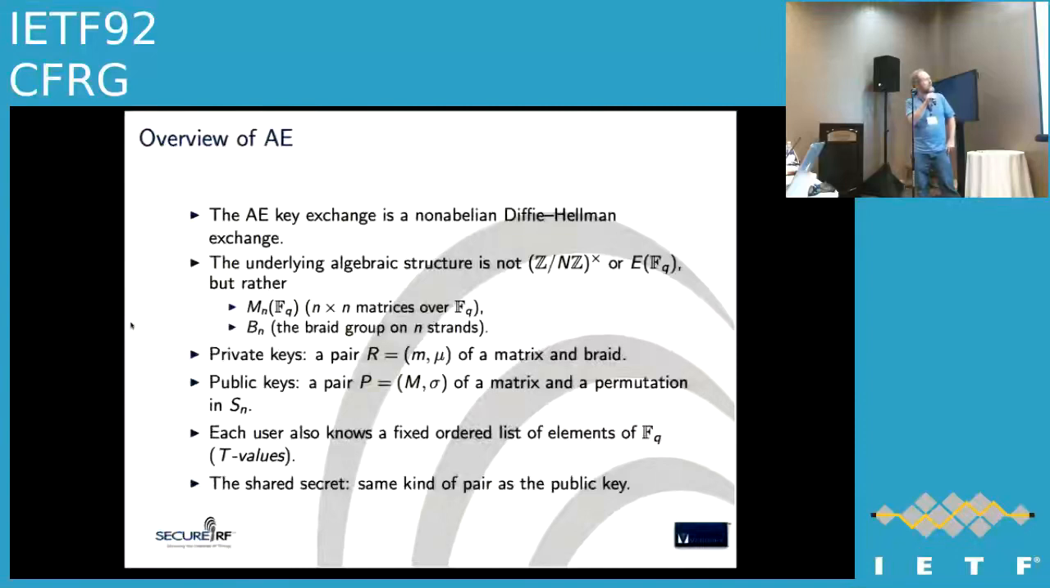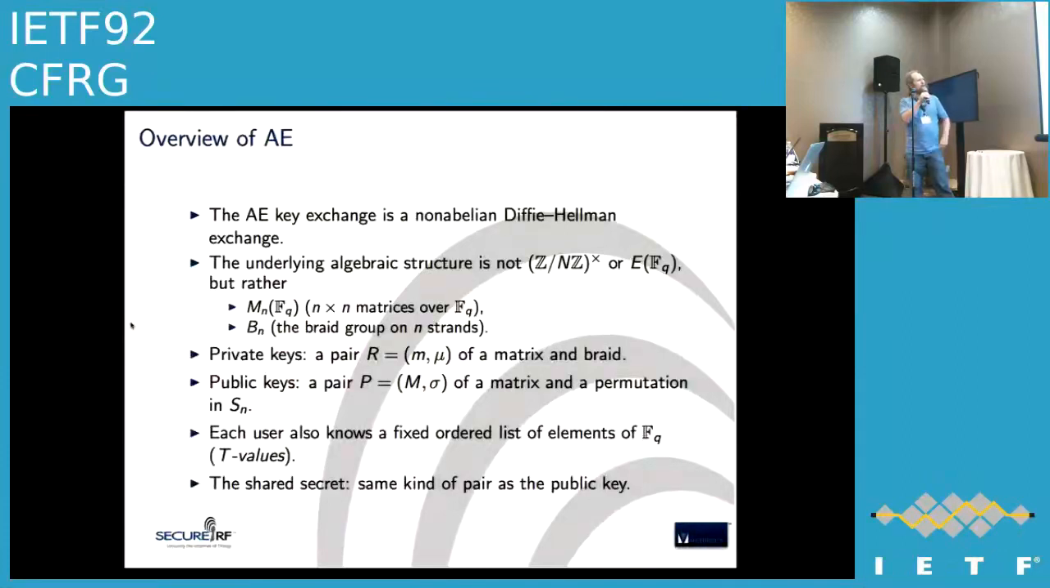Okay, so it's a Diffie-Hellman scheme based in a non-abelian group, unlike the things you guys are used to, like Z mod n times or elliptic curve. So the underlying algebra comes from n by n matrices over a finite field and uses the braid group as the non-abelian part, the essential non-abelian part.